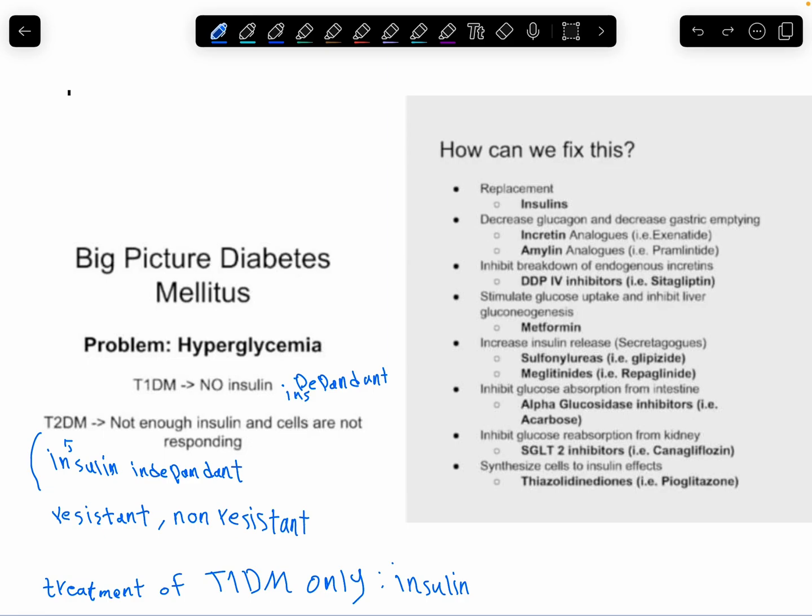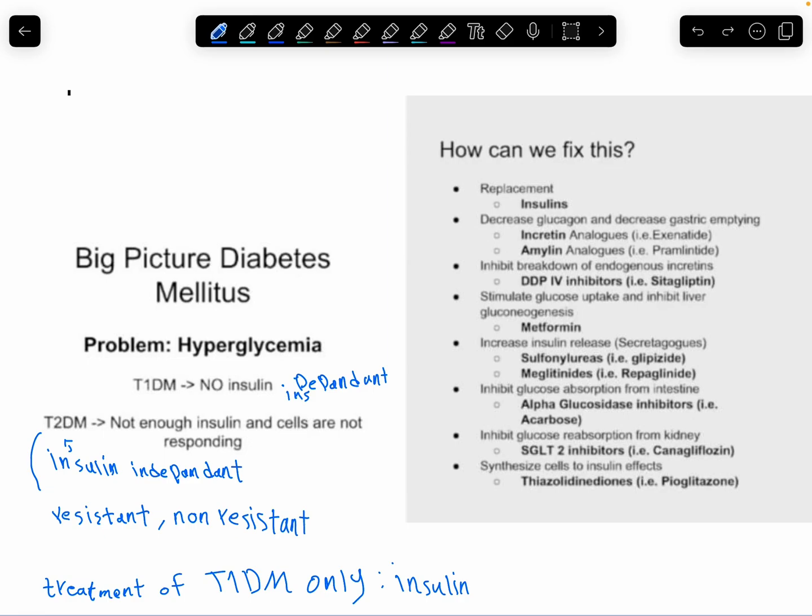What is that enzyme? That is called DPP4. D for diabetes, D for disease, and P for patient. Isn't it biochemistry? DPP4, dipeptidyl peptidase 4. You don't need to recall the full name, but at least you should know. This is the enzyme that causes the breakdown of incretins, endogenous incretins.